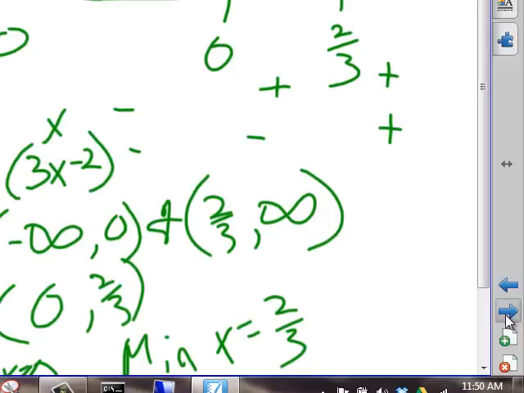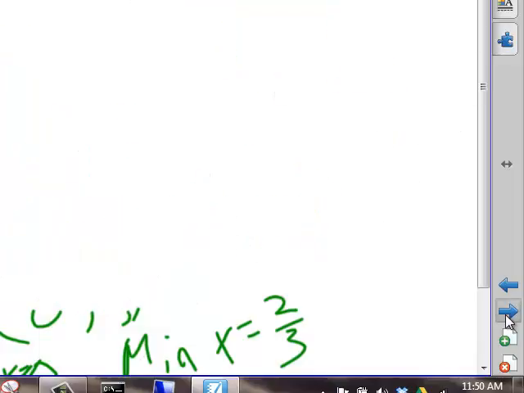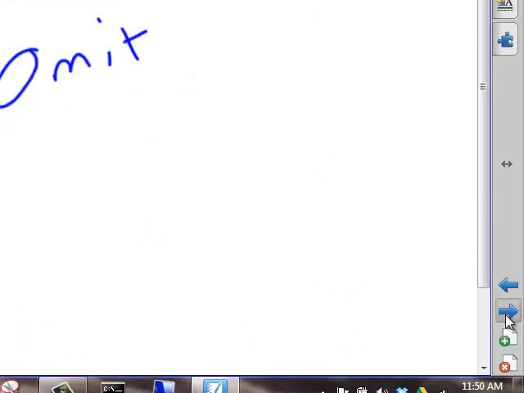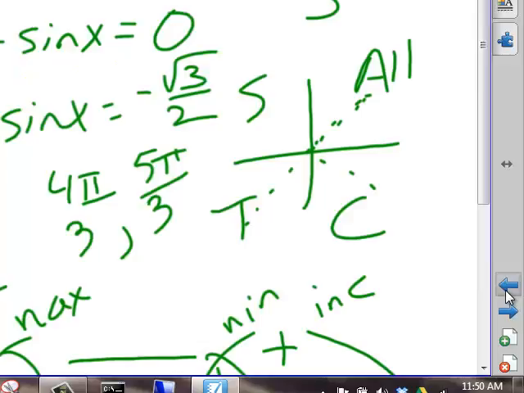I'm going to clean up the rest of my notes while y'all are doing that. No, you never do the box method. Never. The quadratic formula.